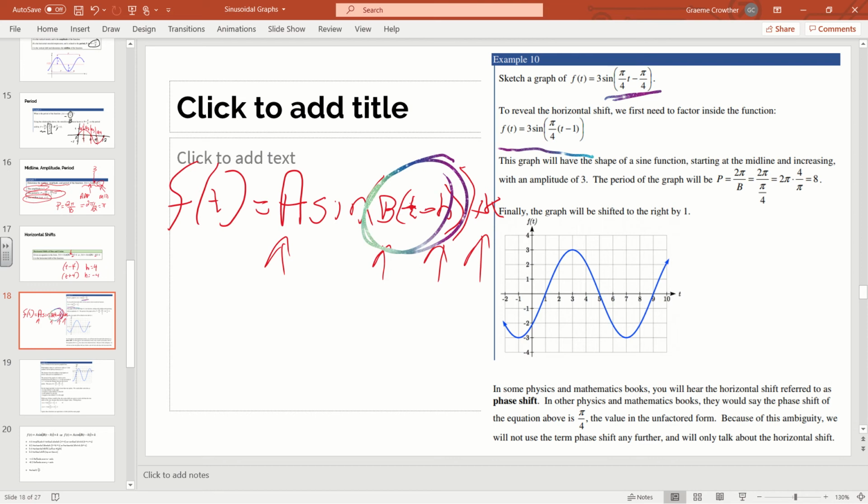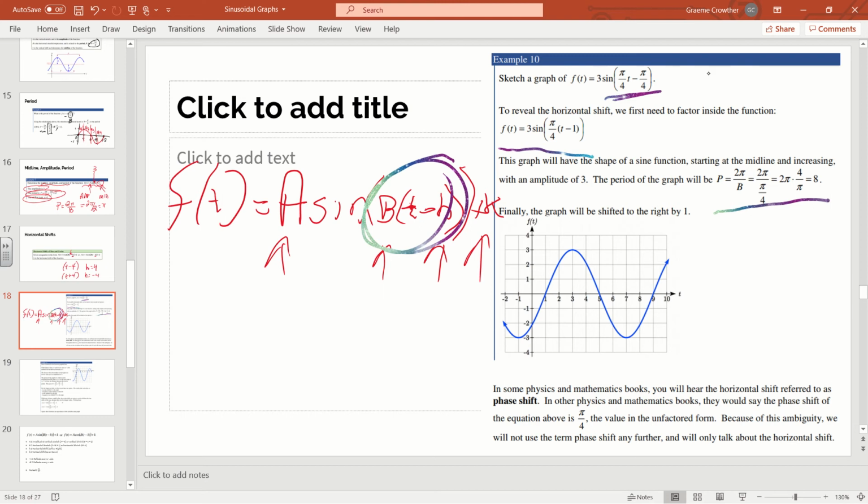So it'll have the same shape as the sine function. The midline will be the same because there's no k value. The amplitude is 3, which means its peak is 3 and its trough is -3. The period is 2 pi divided by b. And now that I have a b of pi over 4, I get a period of 8. And I have a horizontal shift of 1 to the right.